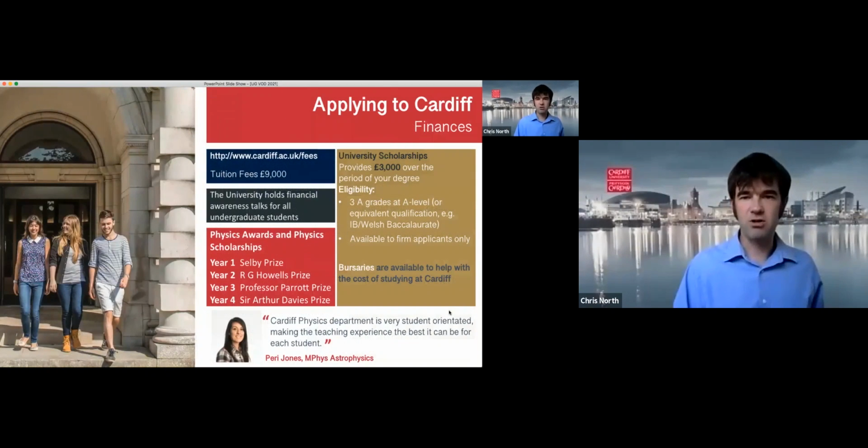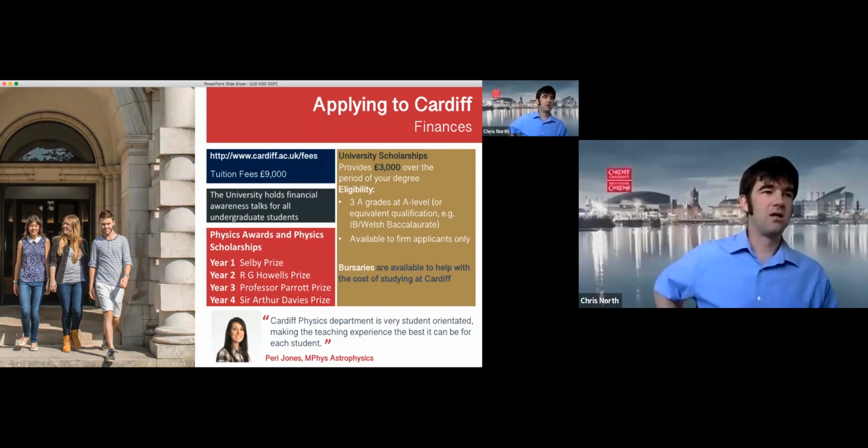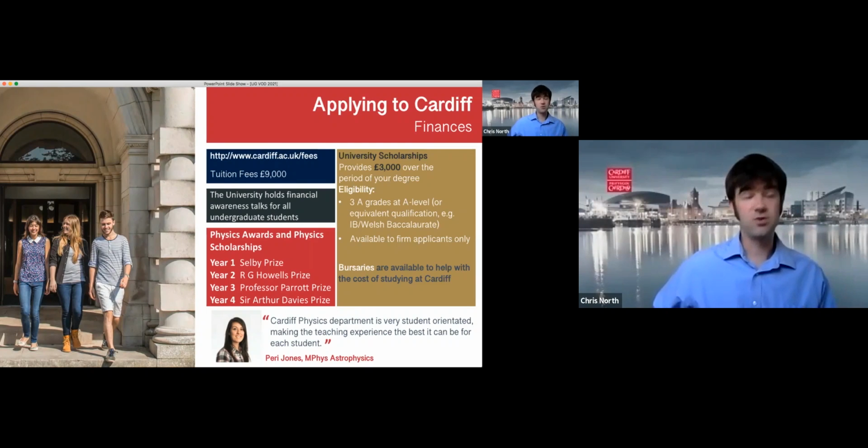I talked a little bit about mentoring and finance and getting a bit of support, but the fees are £9,000 and there are financial awareness talks. There are scholarships. If you're a firm applicant, so we're your first choice, and you get 3 A's at A level or above, or international other qualifications, then you can get this scholarship. You have to be a UK student for this. Other qualifications apply as well, so IB, whatever, if you're based in the UK. Then that's £3,000 over the course of your degree. And there are scholarships within physics for the top performing students in the years, which you can look at as well.